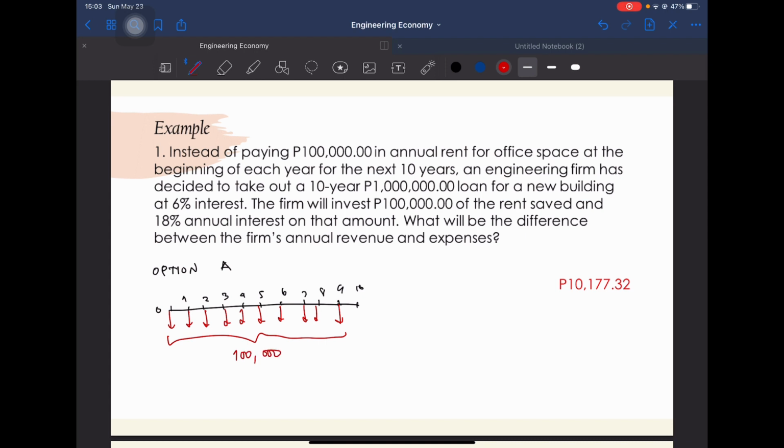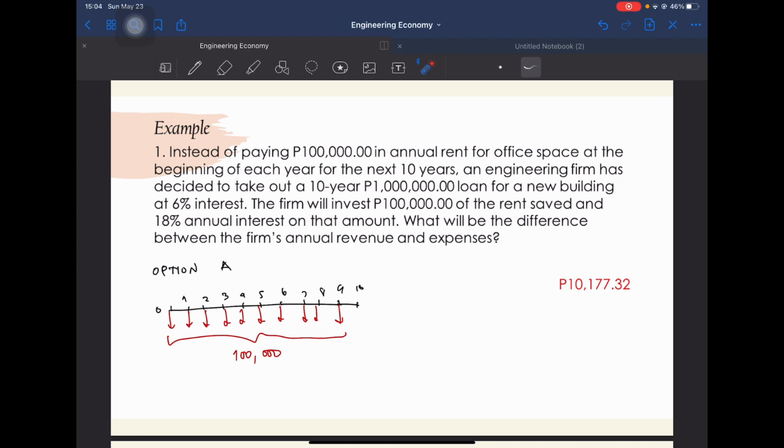Okay. So, imbes na gawin nila yung option A, may ginawa silang option B. Ang sabi, they decided to take out a 10-year 1 million peso loan, okay, for a new building at 6% interest. Ibig sabihin, they bought a new building worth 1 million pesos and then yung utang nila na pinambili ng building ay tumutubo ng 6% interest annually. Okay? The firm will invest 100,000. Imbis na ibayad nila 100,000, i-invest nila yan. Okay? Of the rent saved and 18% annual interest on that amount. So what will be the difference between the firm's annual revenue and expenses?